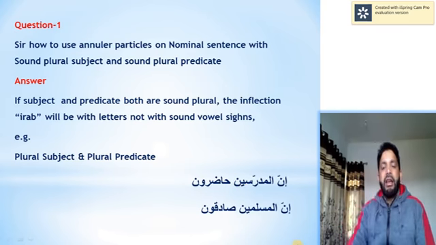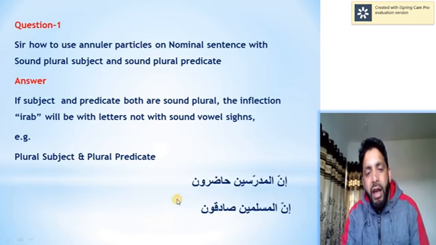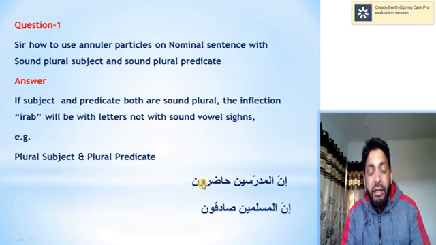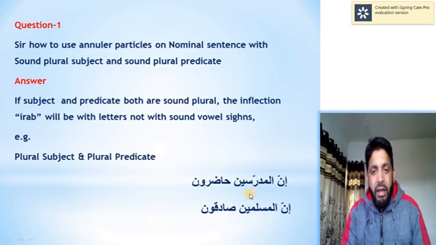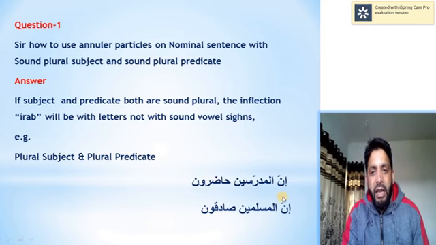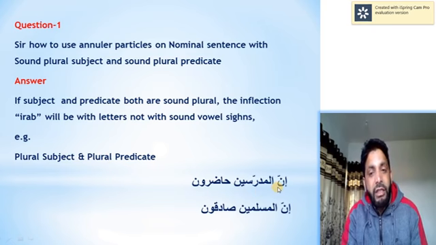So ya is in the accusative case, and hazirun, you see, is in the nominative case, and the sign of its being in the nominative case is this waw. As I told you, sometimes it comes in this sign. These signs are huruf as well. So inna is an annulling particle, al-mudarrisin is its noun, hazirun is its predicate. Inna is harf mushabbah bil fi'l, al-mudarrisin is its ism mansub, hazirun is its khabar marfu'.